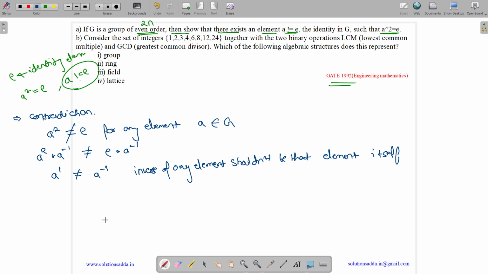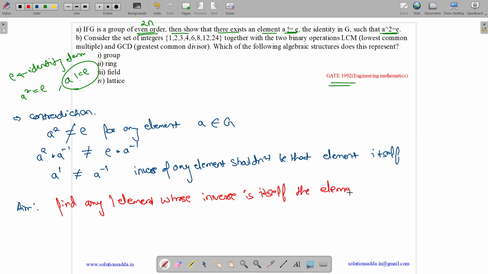Now let us see what we can do. We have to actually get at least one element that is its own inverse. If we can find an element whose inverse equals itself, like x inverse equals x, then we can show that this assumption is wrong, thus our contradiction is wrong. So we have to just find an element whose inverse equals that element. What is our aim? Our aim is to find any one element whose inverse is itself.